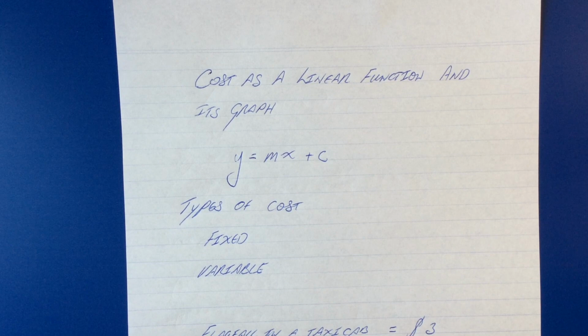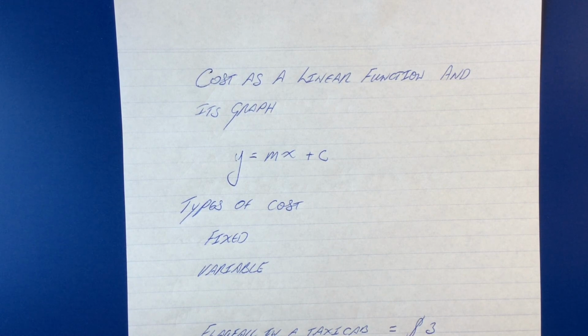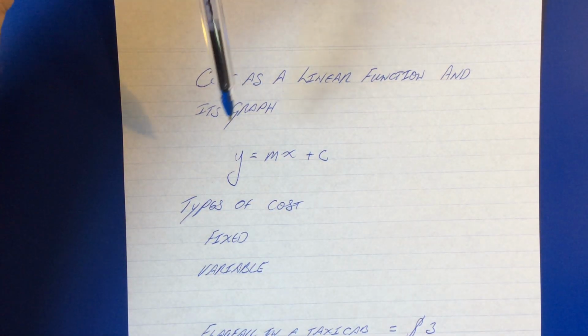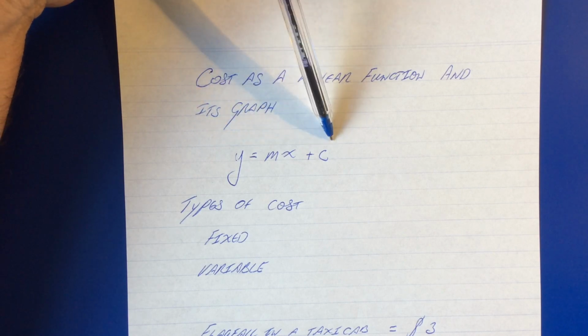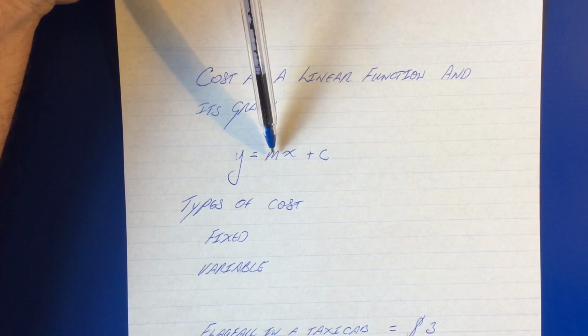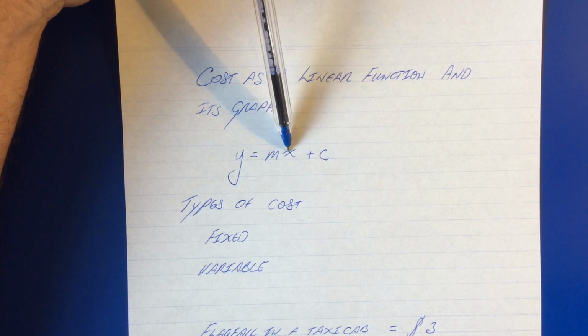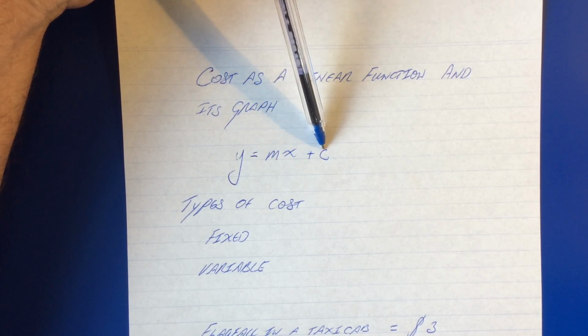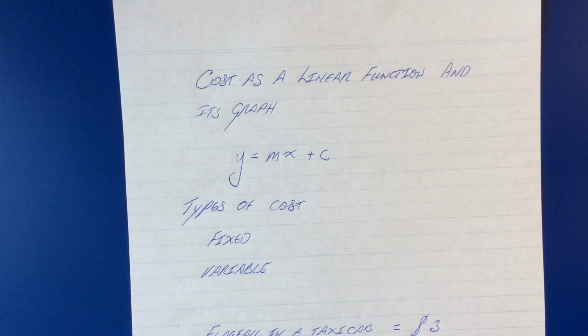Today we're going to look at cost as a linear function and how we graph that. So you should be by this stage familiar with the general equation of the graph of a line, y equals mx plus c. And this is our gradient. This is the x variable, and this is the constant. So how do we translate this into a function that allows us to calculate cost and to graph it?